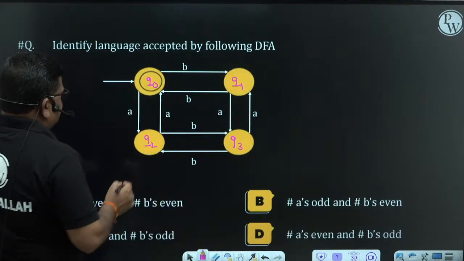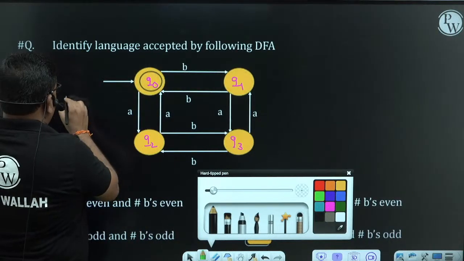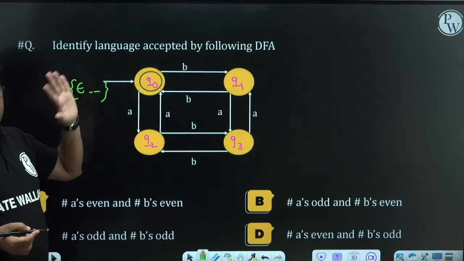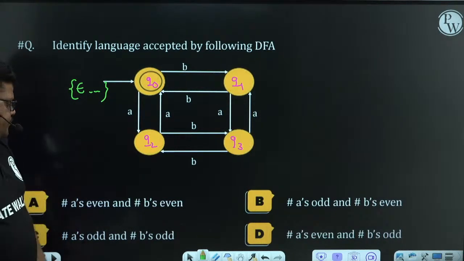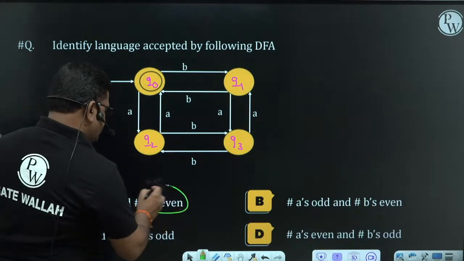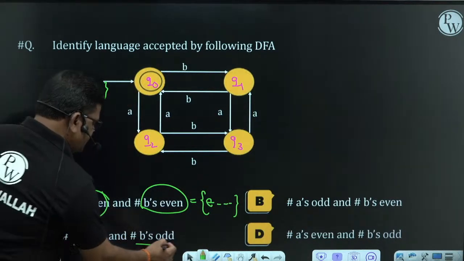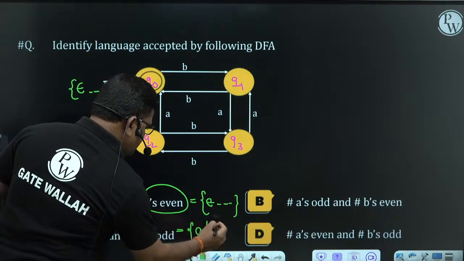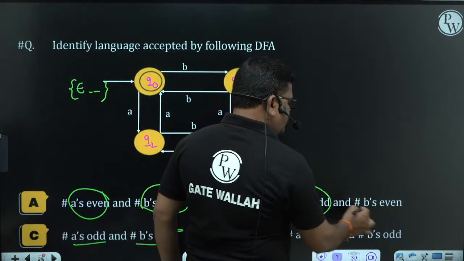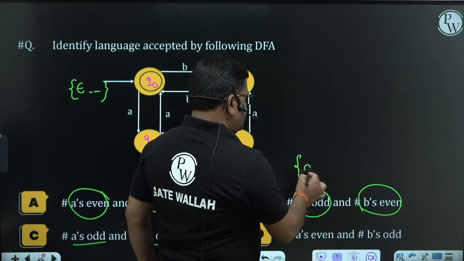What is the minimum string of this? Initial and final same. Whenever initial and final same, epsilon is the minimum string. Minimum string of this is epsilon. Generate minimum strings from these options. A even, B even: minimum string epsilon. A odd, B odd: minimum string AB or BA. A is odd, B is even. Even case you can take 0 number of times. Odd means 1 time. Minimum string A.